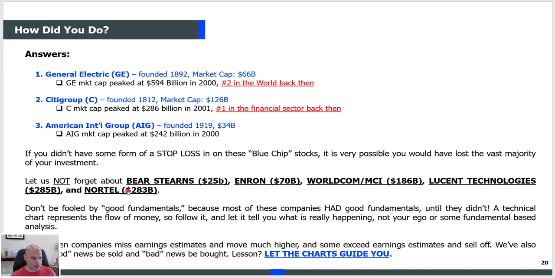Look at these valuations. $283 billion. Where's Nortel? When's the last time you even heard the word Nortel? Lucent Technology, when's the last time you heard of Lucent? $285 billion, okay? Maybe Bear Stearns wasn't quite as big. The B should be a small b because it's a small number, okay? Don't be fooled. I'm not saying don't buy Apple and sit on it. This is not what I'm saying. What I'm saying is use some smarts and have a stop loss.